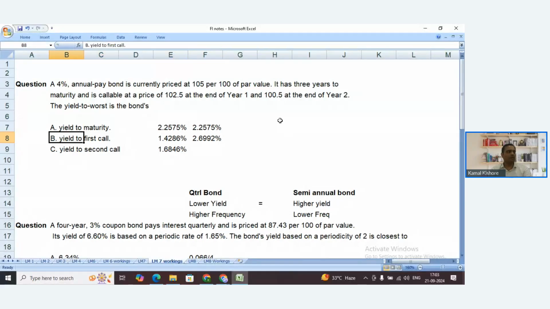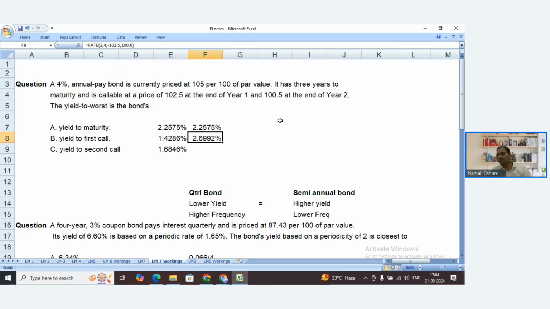At the end of 1 year, you are calculating the yield, or you are calculating the yield assuming the maturity is at the end of the first year. What should we do? Yield to first call, that means what? The bond will be called at the first year. When are you calculating the yield? Today. So you have 3 years maturity, then 2 year maturity, then 1 year maturity. First call is how many years maturity? 1.